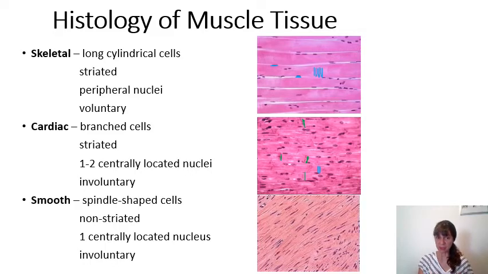We find smooth muscle cells in the walls of hollow organs, such as the urinary bladder, the intestines, the stomach. Again, smooth muscle is involuntary, which is helpful because if you're digesting the sandwich that you ate earlier in the day, you don't have to voluntarily think, squeeze, shorten, squeeze, shorten, squeeze, shorten, to move food through your digestive tract.